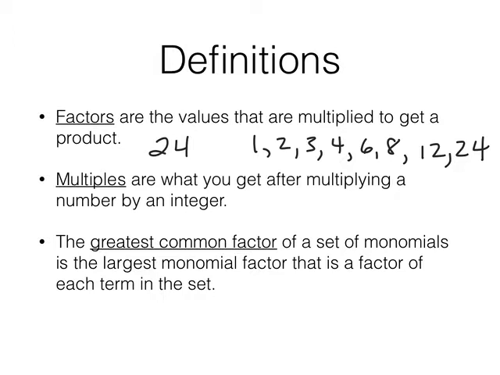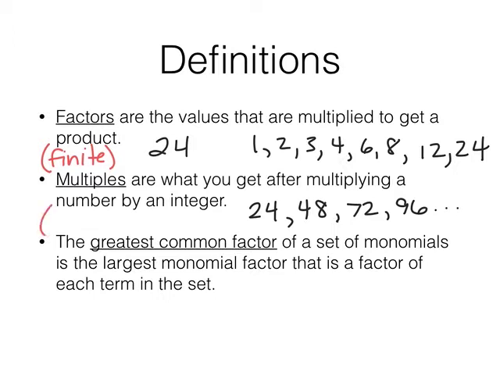When we talk about multiples, multiples are what you get after multiplying a number by an integer. So the multiples of 24 would be 24, 48, 72, 96... I'm going to use an ellipsis at that point because you get my drift here. Let's talk about something real quick. The list of factors is finite. It's a finite list because there are only so many factors. With multiples, there are many, because you could find multiples forever, hence the ellipsis at the end of my list of multiples of 24.